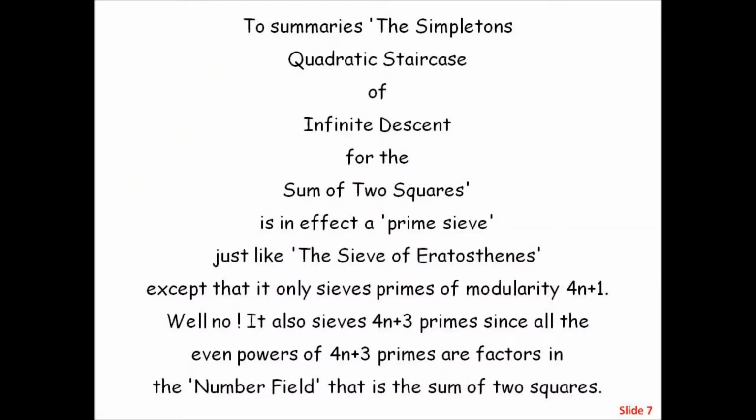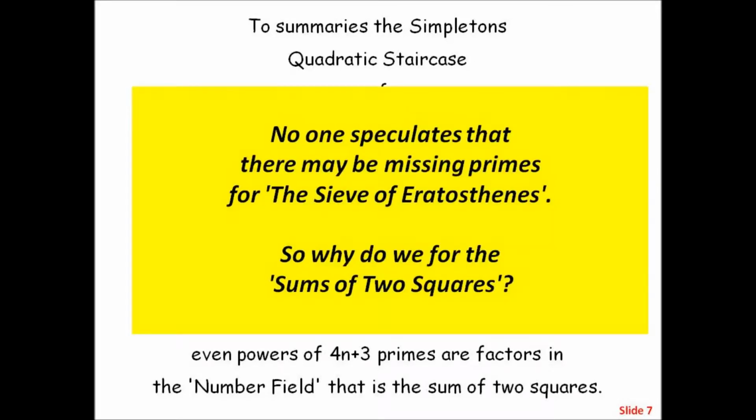To summarize, the Simpletons' quadratic staircase of infinite descent for the sum of two squares is in effect a prime sieve, just like the sieve of Eratosthenes, except that it only sieves primes of modularity 4n plus 1. Well, no, it also sieves 4n plus 3 primes, since all the even powers of 4n plus 3 primes are factors in the number field, that is the sum of two squares. No one speculates that there may be missing primes for the sieve of Eratosthenes, so why do we for the sums of two squares?